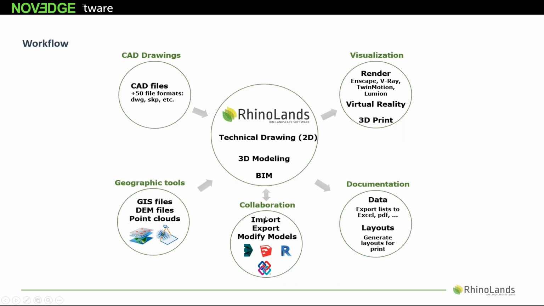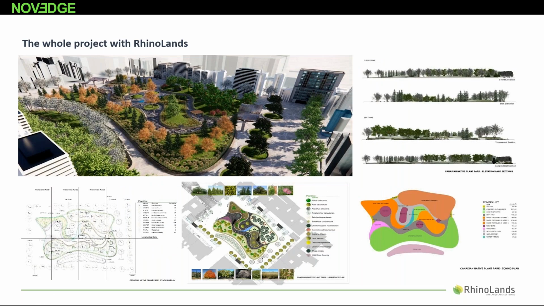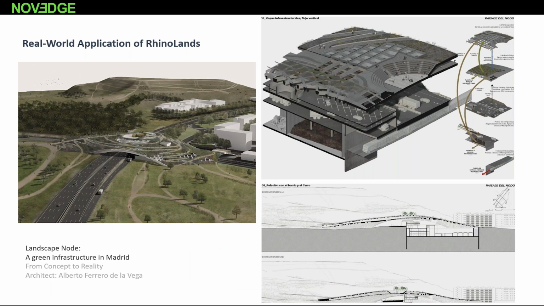You can collaborate with other programs like SketchUp, Revit, 3D Max, so you can import or export models to these programs. You also have access to geographic tools, so you can import, for example, your GIS files or DEM files or point clouds into the program, and the program will produce a 3D terrain based on, for example, point clouds. So the whole project can be done by using RhinoLands. As you see here, we can produce different sections, different views of the project, different types of plans and layouts of the same project, and also have a 3D realistic model and renderings. So this is a real-world application of RhinoLands.